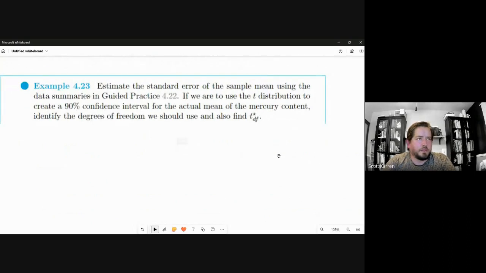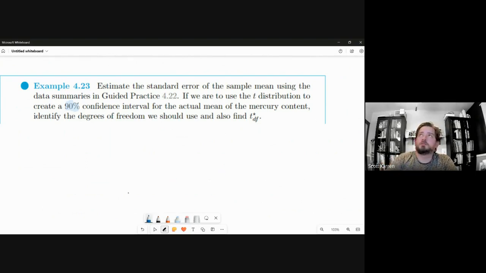All right. Estimate the standard error of the sample mean using the data summaries in guided practice 4.22. If we are to use the t-distribution to create a 90% confidence interval, then identify the degrees of freedom and also find t star df.